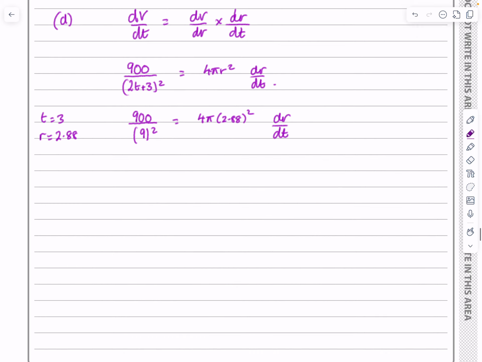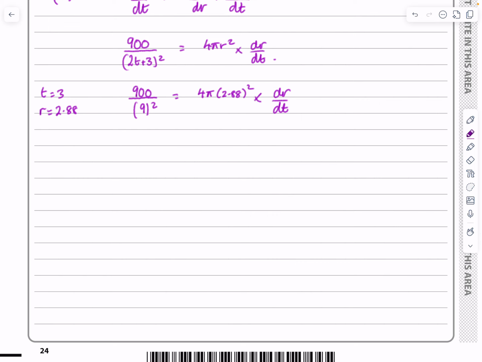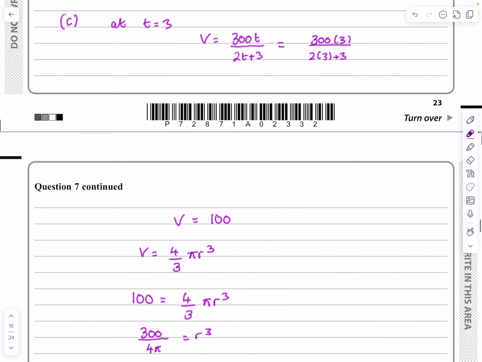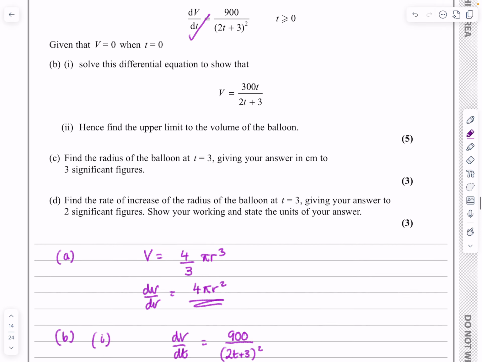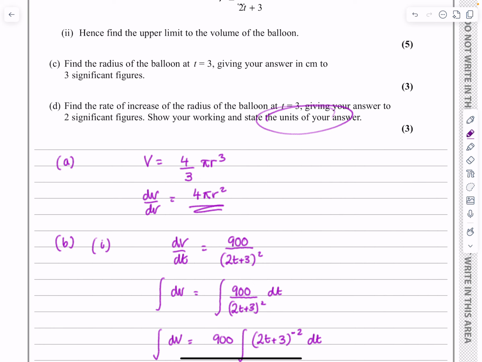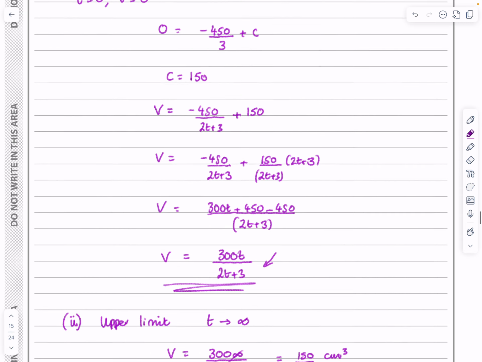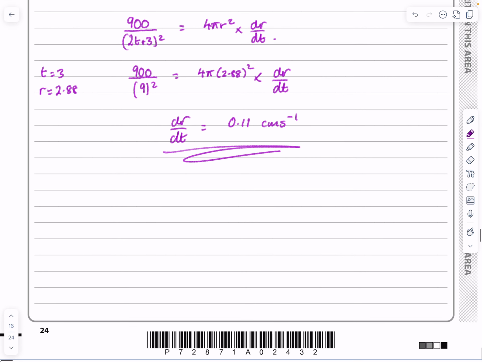dr by dt. This video is really long, so I'm not going to spend much longer than this. dr by dt is one of those values divided by the other one, and that apparently comes out to be 0.11, and it's centimetres per second. If we go back and again, just read the question. It says state the units of your answer. And if we've got r over t, which we have dr over dt, that's going to be centimetres because the question's in centimetres, and that's going to be seconds. So either cm s^-1 or cm/s, whichever of those you prefer.